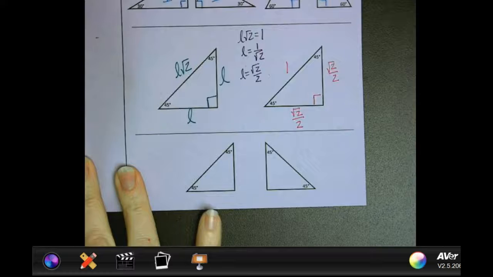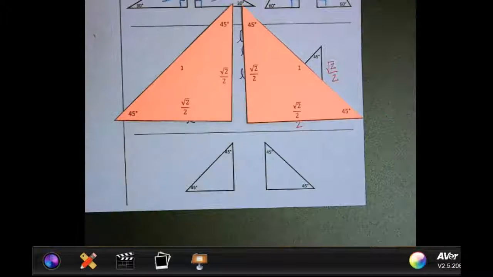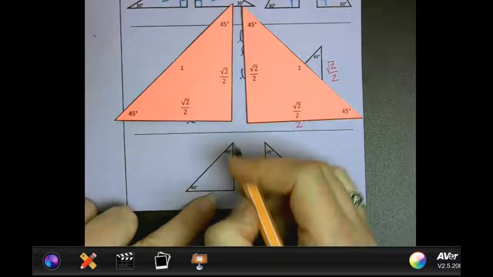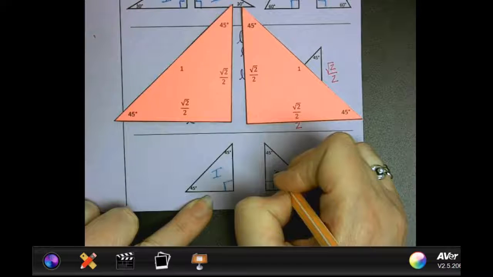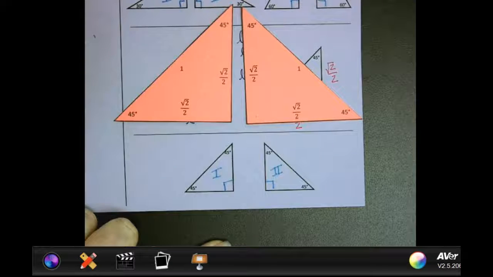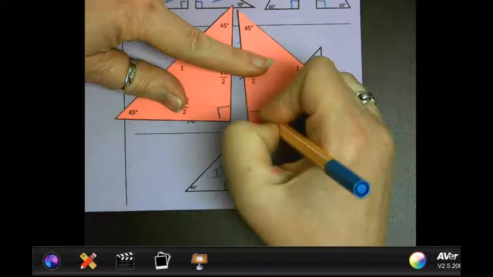Your pink triangles are already labeled for you, where it's coming from. Make them reflections of each other like this. And we're going to do the same thing we did for the other ones. Add the right angles, the Roman numeral 1, Roman numeral 2, and do the same thing on the triangles themselves.